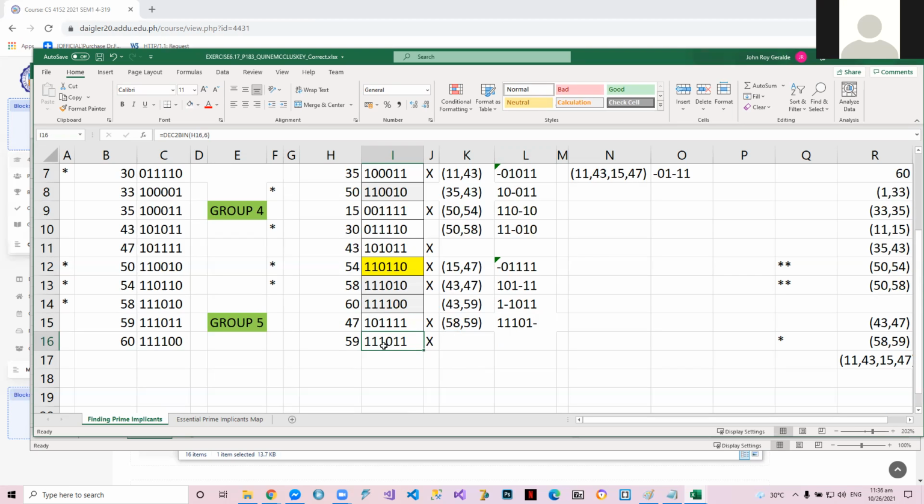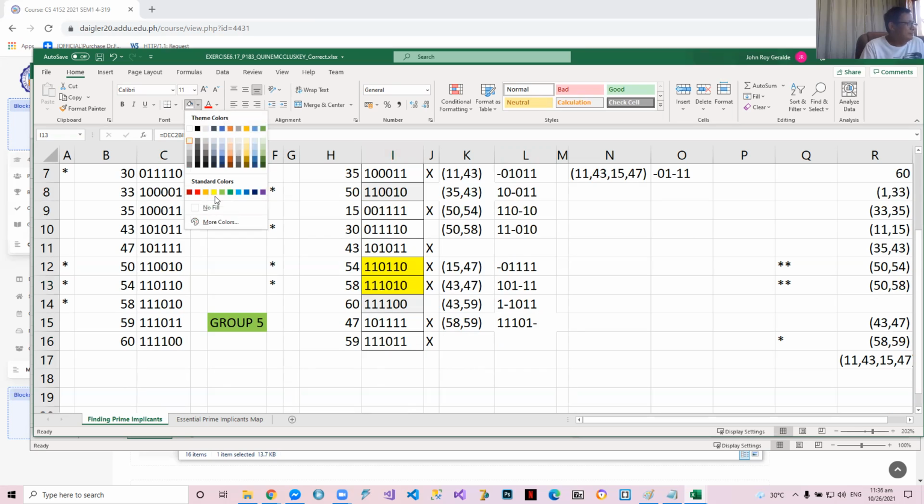Pwede ba sila? Magkaiba sila sa third, magkaiba sila sa fourth. Right? Magkaiba rin sila sa last. So cannot be. Okay, so we're done with 54. We'll proceed with 58. Malayo pala nung answer natin.